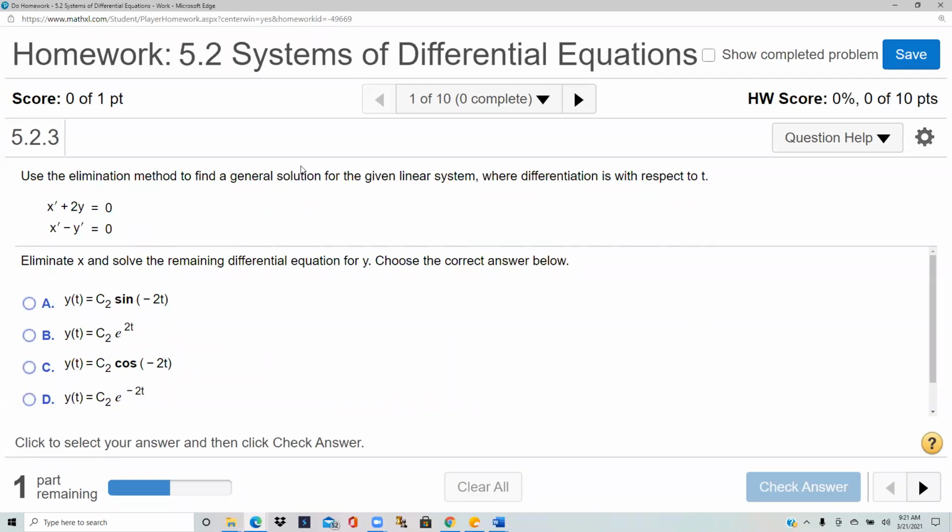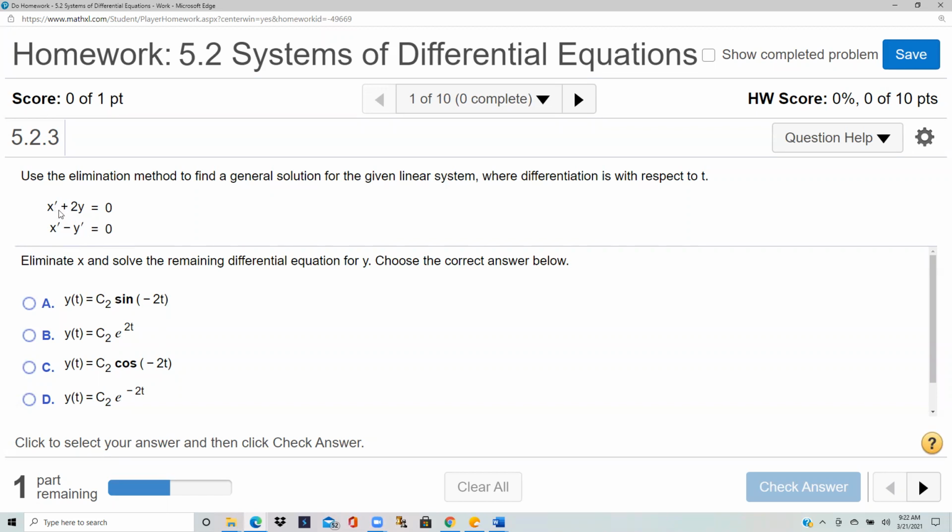Use elimination method to find a general solution of the given system where differentiation is with respect to t. So what that means is that this x prime means dx by dt, and this y prime means dy by dt. So they're telling us to eliminate x and solve for y. In this case, it's relatively easy to eliminate the x because from the second equation, you can see that x prime is equal to y prime, and then you substitute here, and that would eliminate the x.